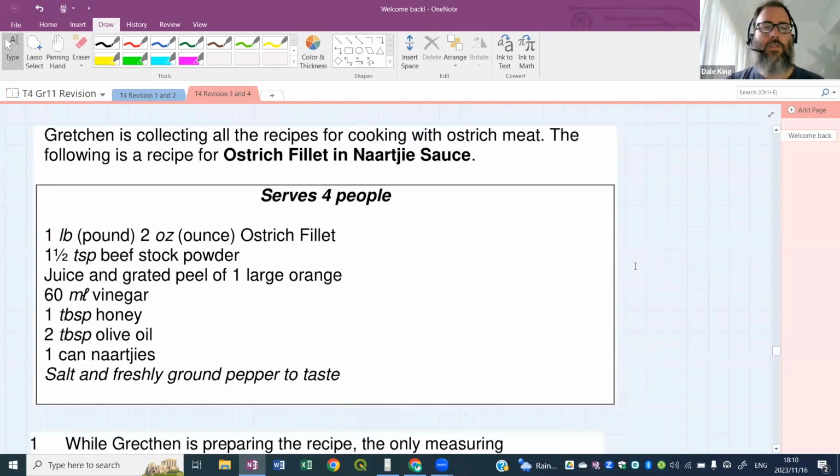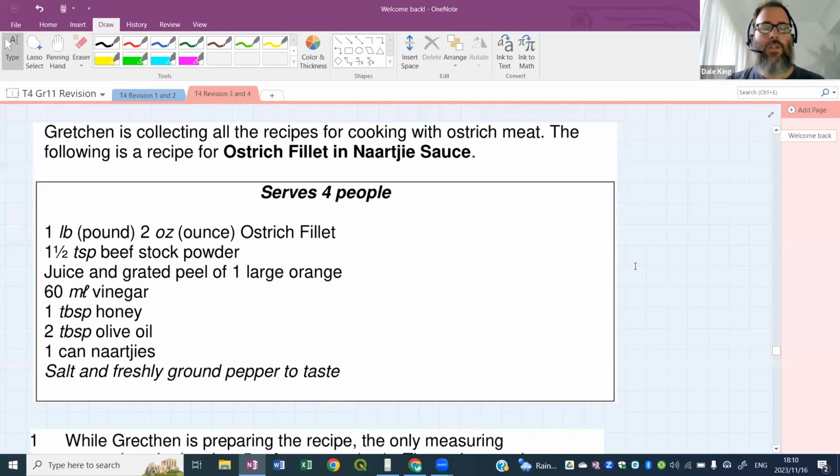So here is the first measurement question. If you have a look at it straight away, you can see it's an ingredients list question. These often come up in exams, and it's part of the conversion section of measurement. So we have a recipe here for cooking ostrich. I don't know how many of you have had ostrich, but here's a recipe for ostrich fillet and nachi sauce. All right, so there's all the ingredients over there.